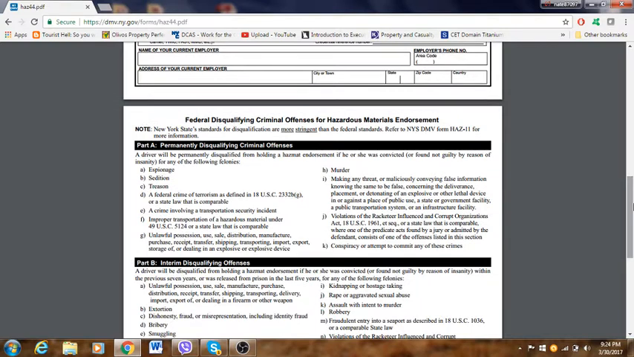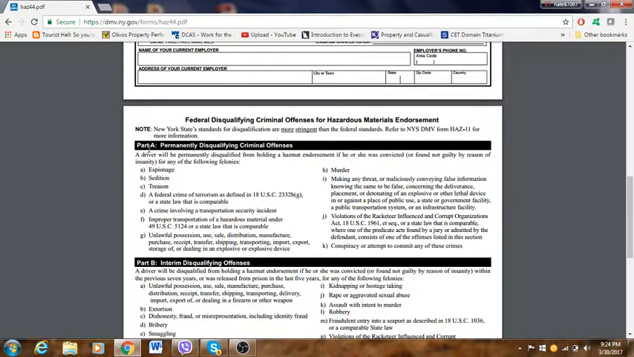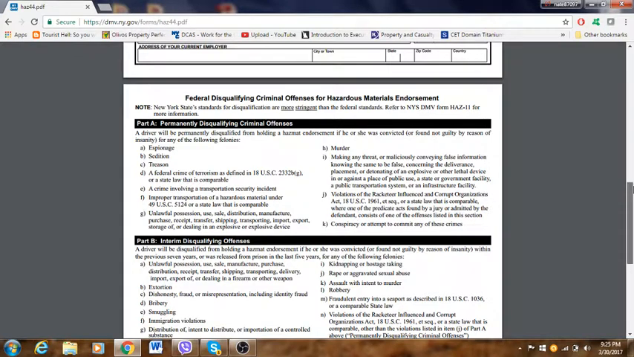Disqualification, criminal offenses. Now, basically, they'll tell you, like, part is permanently disqualifying criminal offense. A driver will be permanently disqualified from holding a hazmat endorsement if he or she was convicted or found not guilty by reason of insanity for any of the following reasons. So these are serious crimes, criminal offenses. If you fall into any of these categories and they find out, you'll be disqualified from operating a hazardous material endorsement on your license, and you won't be able to drive it. So make sure. Most of us, like I said, know, but some people might not know they did a serious crime. So it's up to the person.